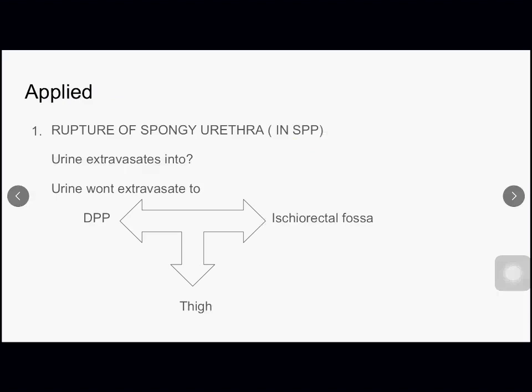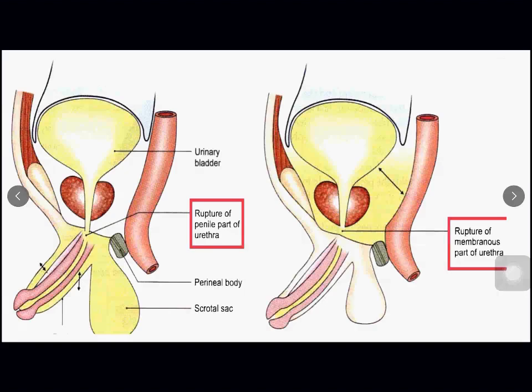So if there is any rupture of urethra, into which of these layers will the urine be extravasating? They will be asking. Okay, so see here, this is the rupture of spongy urethra. The urine will be filling the entire superficial perineal pouch. And I told you the superficial perineal pouch was opening anteriorly, and it is also continuous posteriorly.